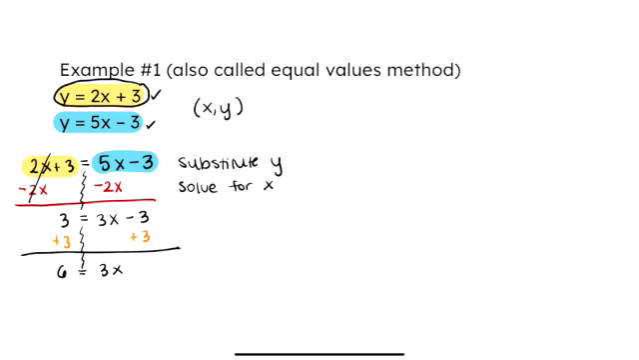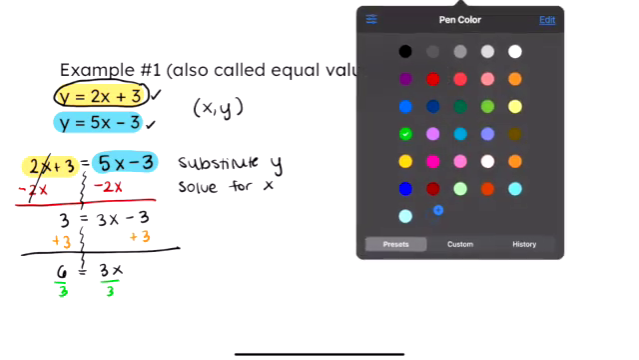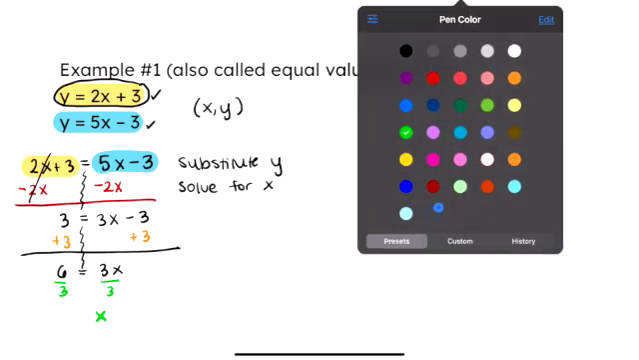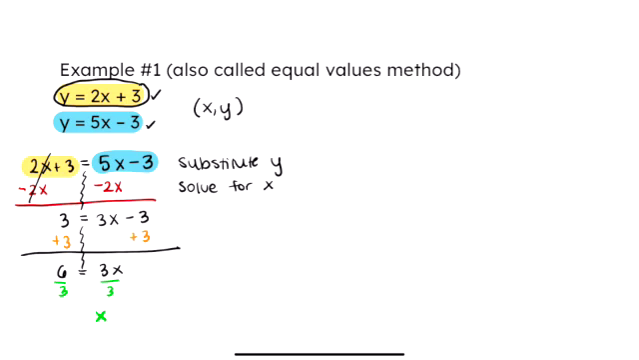Finally, our last step to isolate x is to divide by 3. And that leaves us with x equals 2.